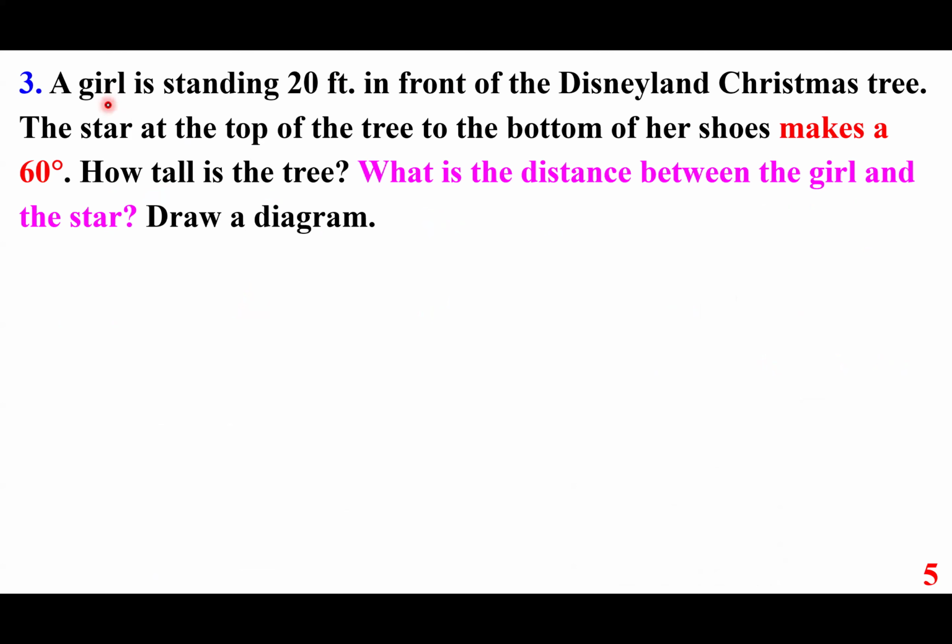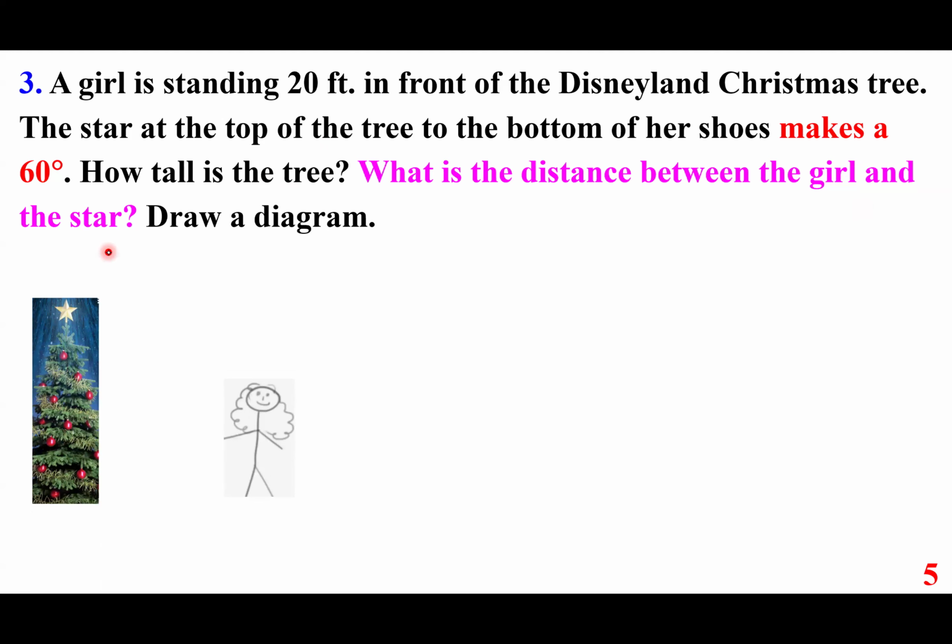A girl is standing 20 feet in front of the Disneyland Christmas tree. The line from the top of the tree to the bottom of her shoes makes a 60-degree angle. How tall is the tree? What is the distance between the girl and the star? And of course, you have to draw a diagram. Anytime you have applications like this, it's impossible to do it without a diagram because you have to draw a diagram and come up with your variables, define your variables.